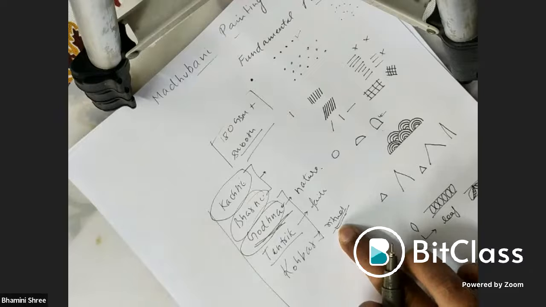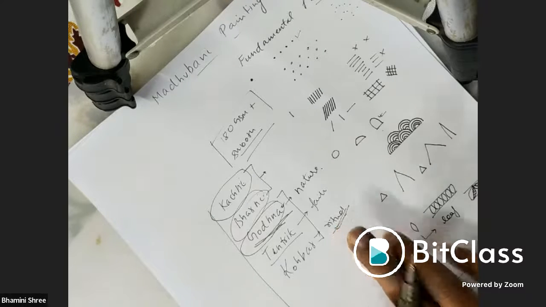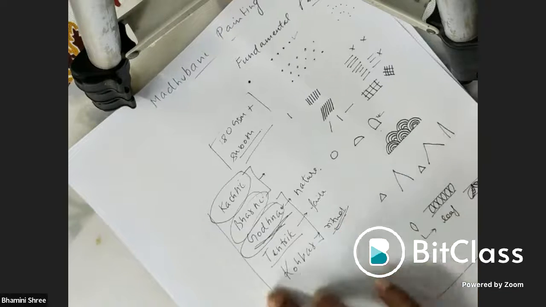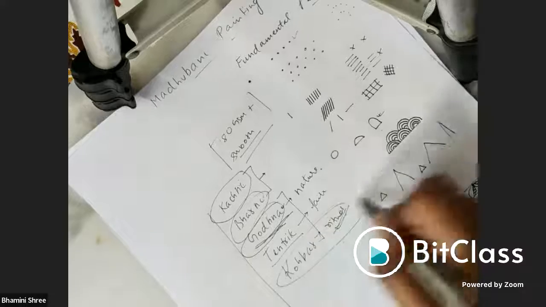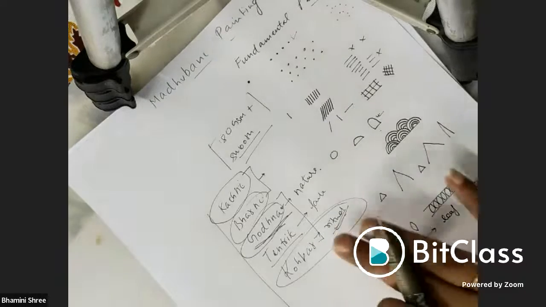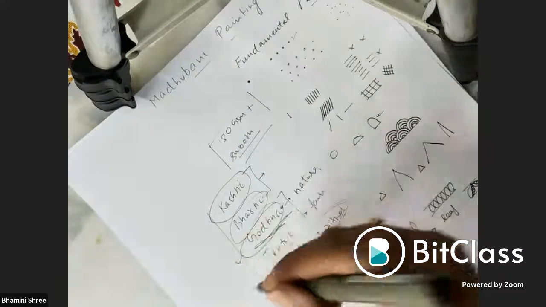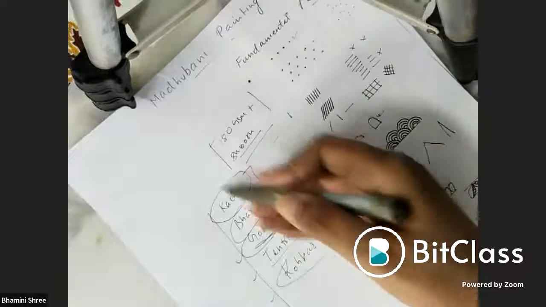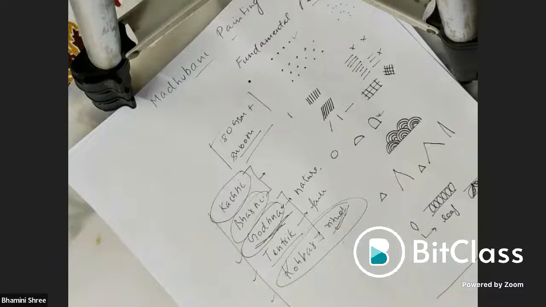Gradually, it moved to fabric. Right now, we do it either on fabric, on the wall, or on paper, on wooden plank. It can be done on anything and everything. This process is called kohbar. All of these, be it Godna, be it Tantric, be it kohbar, they can be done in either Kachni or Bharni. Both are okay. All right.